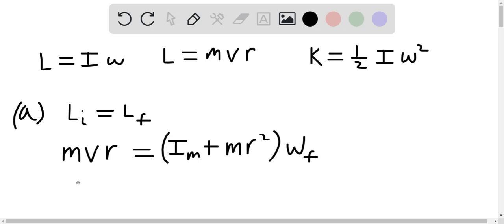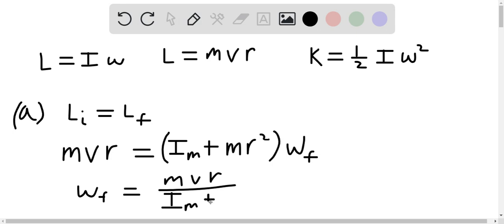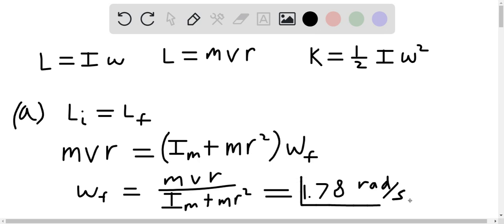So solving for omega f, we find that this is equal to m v r divided by I sub m plus m r squared. Plugging values in, we find that the final angular speed is 0.78 meters per second. We can box that in as our solution for part A of this question.